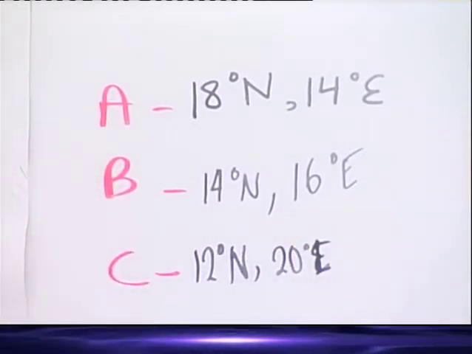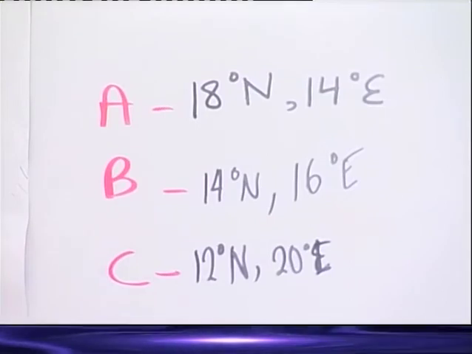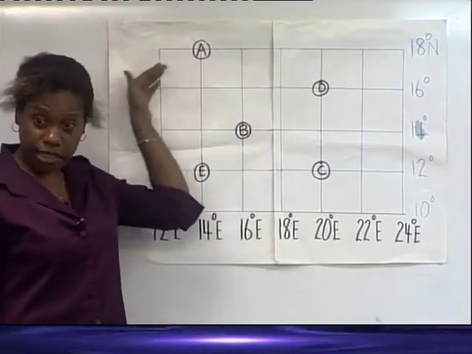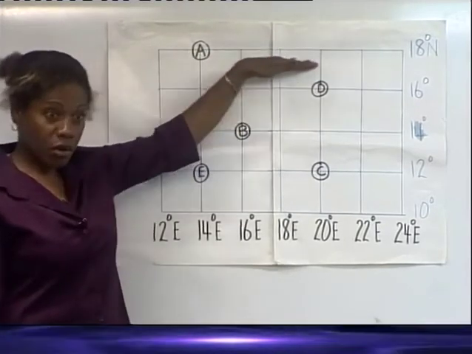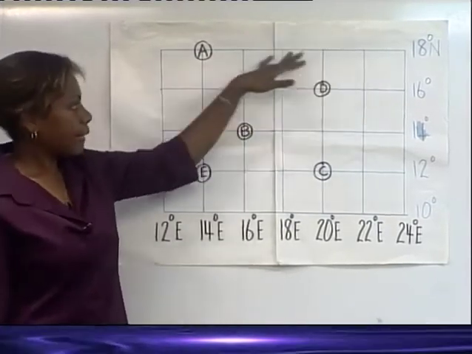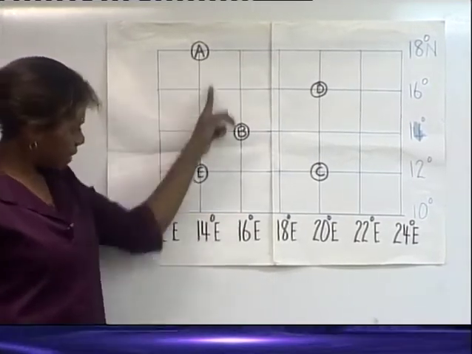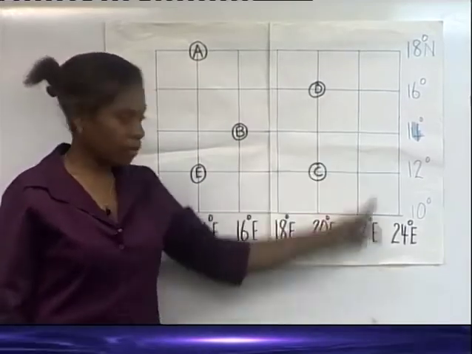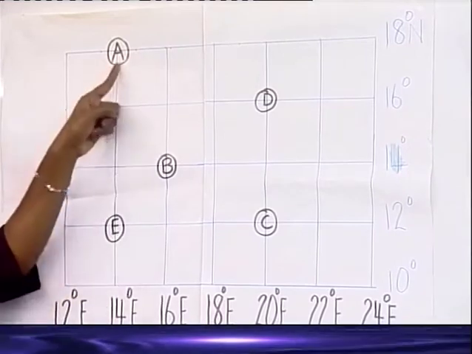All right. Everyone agrees with these answers? Okay. The location of A, like I said, always read the latitude first. Latitude, remember, goes across. These are the latitude lines. Longitude lines are these lines going down. So 18 degrees north and 14 degrees east.